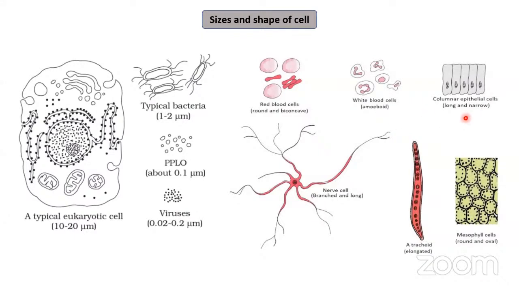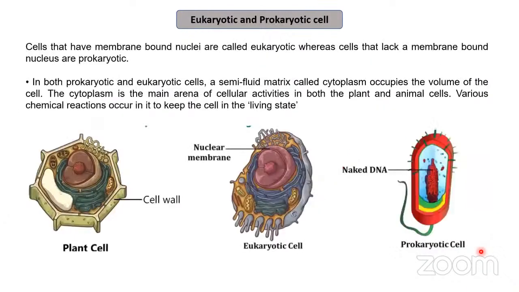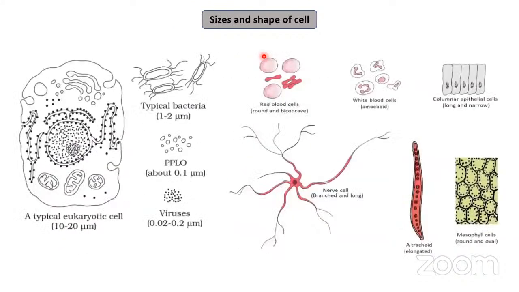Long and narrow, that is the columnar shape, or cuboidal shape, as I mentioned. So epithelial cells may be columnar or cuboidal. Nerve cells are branched and long. Elongated can be a tracheid, which is present in plants, and basophil cells are round or oval. So there may be different shapes of the cells which are present. Now, this is the classification.